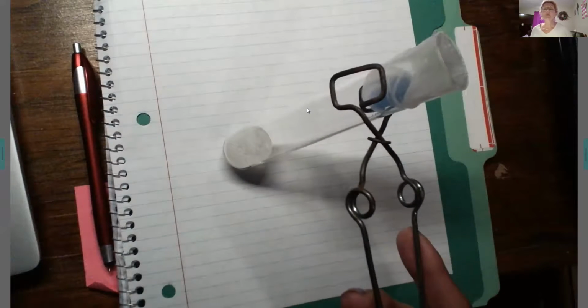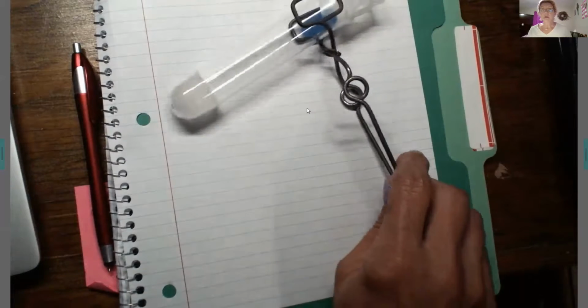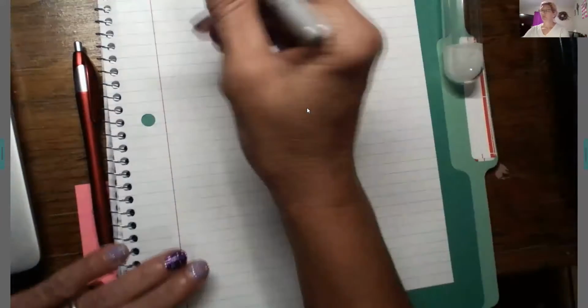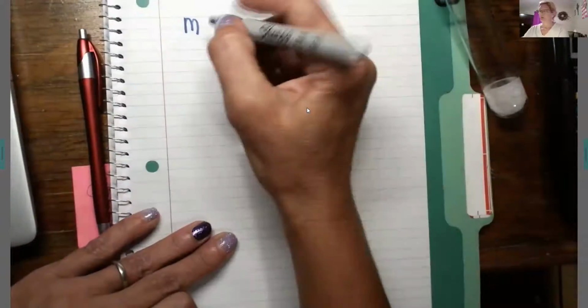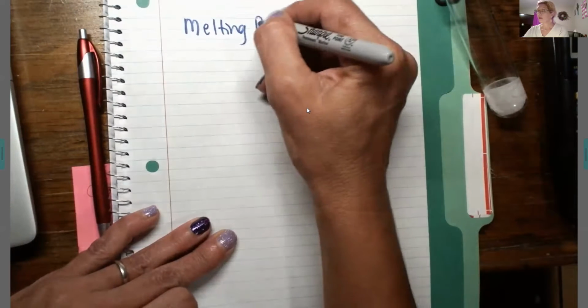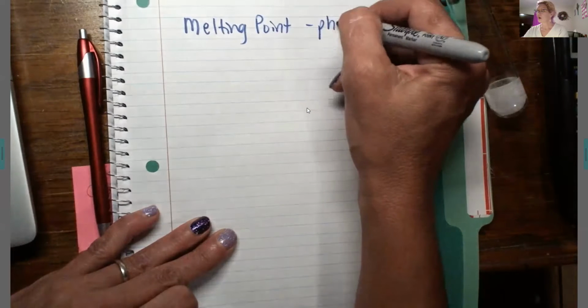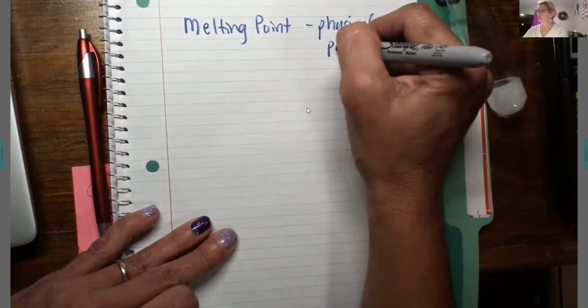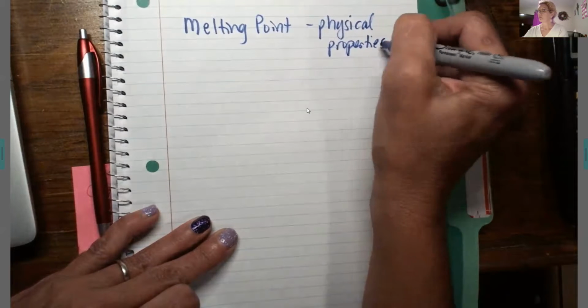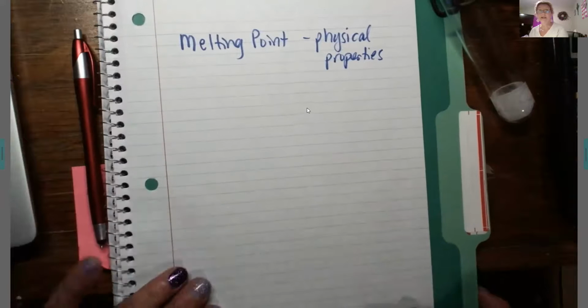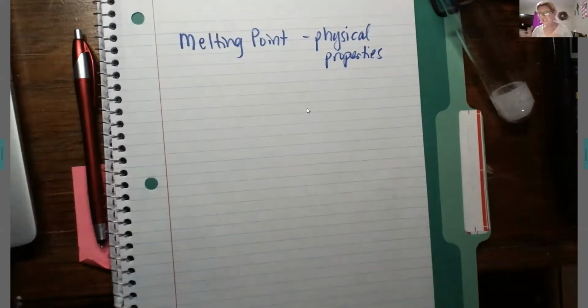So in our introduction to chemistry lesson, we're going to learn about some physical properties. And melting point is a physical property. So melting point, boiling point, these are physical properties. And every substance has a melting point, a boiling point, it has a specific density. Density is another physical property.